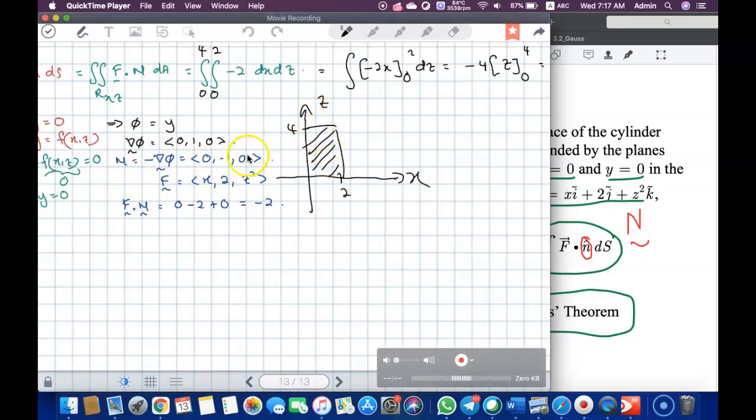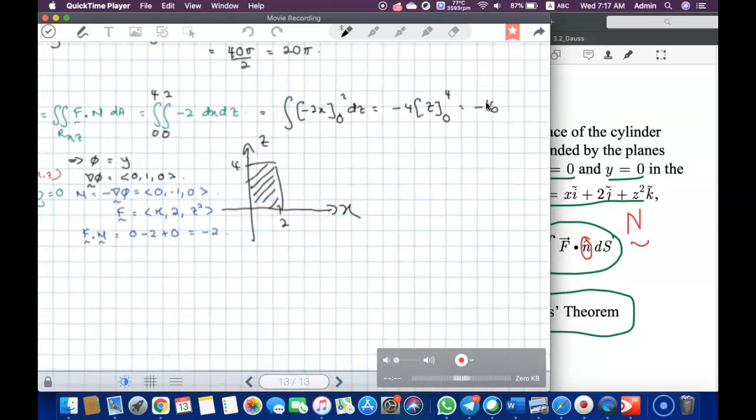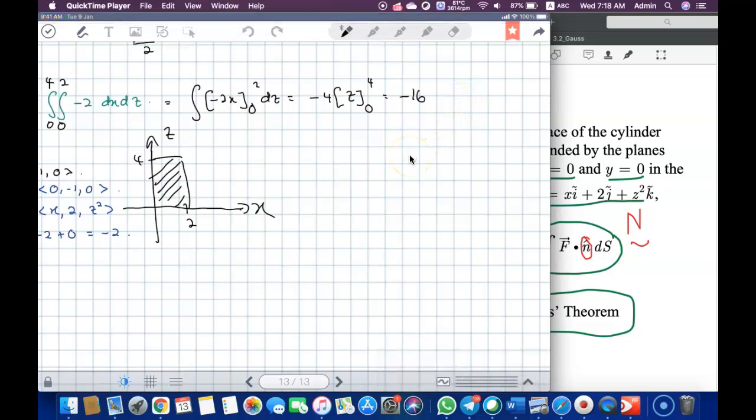From the sketching, when we get this rectangle, it means that the limits of z and x are constant. So x is 0 to 2, z is 0 to 4. Then it is up to you which order you want to use. Here I'm using dx dz, and I plug in the limits, and finally I just compute. This is not so complicated, and I got -16. This is the result for one of the surfaces, but then you have to provide another 4.